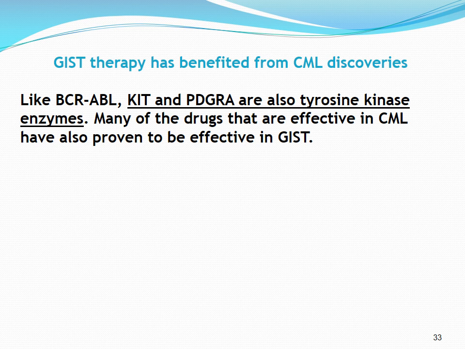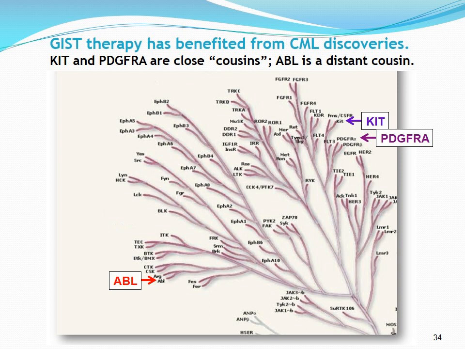Well, it turns out that GIST therapy had a lot in common with CML therapy. Why? Because KIT, the gene that often drives GIST, is closely related to ABL, or BCR-ABL, the gene and mutation that drives CML. So many of the drugs that were effective in CML turned out to be effective in GIST. Not all, but many. In fact, and you can't see the details of this, but this is a family tree of a whole lot of related human proteins. It's just like a genealogy tree. And you can see that KIT and PDGFRA are very close cousins. They're almost brother and sister. ABL is on the same branch, same general part of the tree, but it's a more distant cousin.